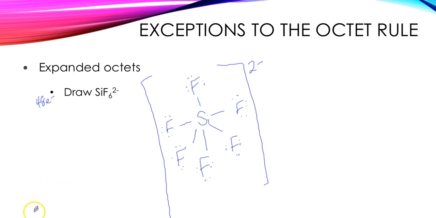All right, let's go on and do some more practice. CH₂Cl₂. If we count electrons, I've got 4 electrons from the carbon, 1 from each hydrogen, so that's another 2, plus 7 from each chlorine, so that's another 14. That gives me a total of 20 electrons.